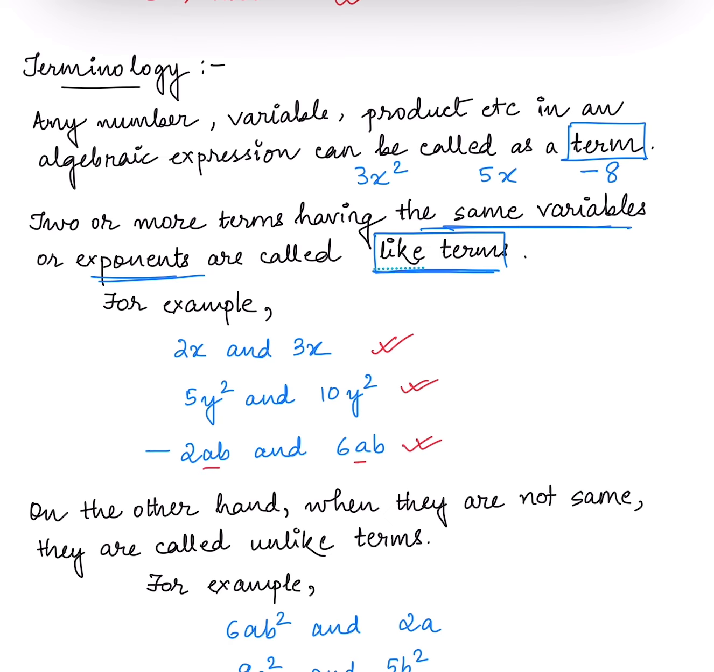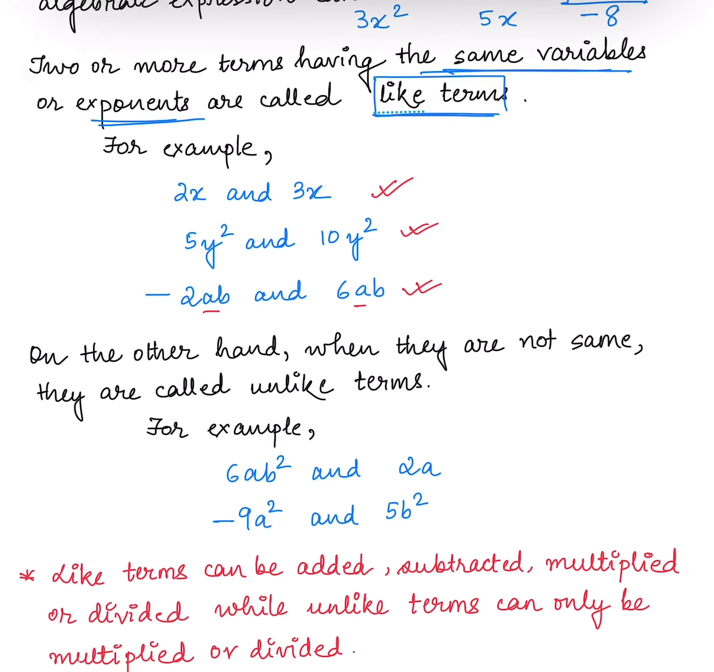On the other hand, when they are not the same, they are called unlike terms. So now we have 6ab squared and a. So ab squared and a are not the same, so they are unlike terms. a squared and b squared are not the same, so they are unlike terms.